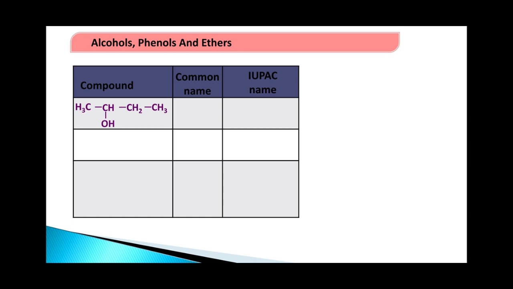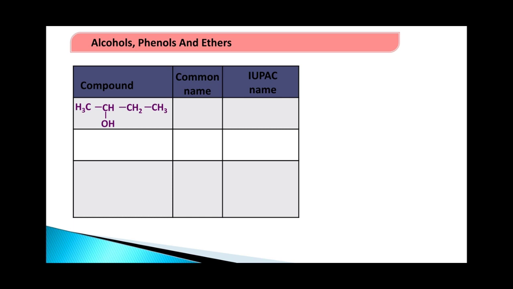Now, same type, 4 carbon atoms, but the OH is at the position of the second carbon. Don't get confused with the example of the propyl. You cannot write it as isobutyl alcohol here, because look at the parent chain, it is again butyl only, but the position of OH is different.